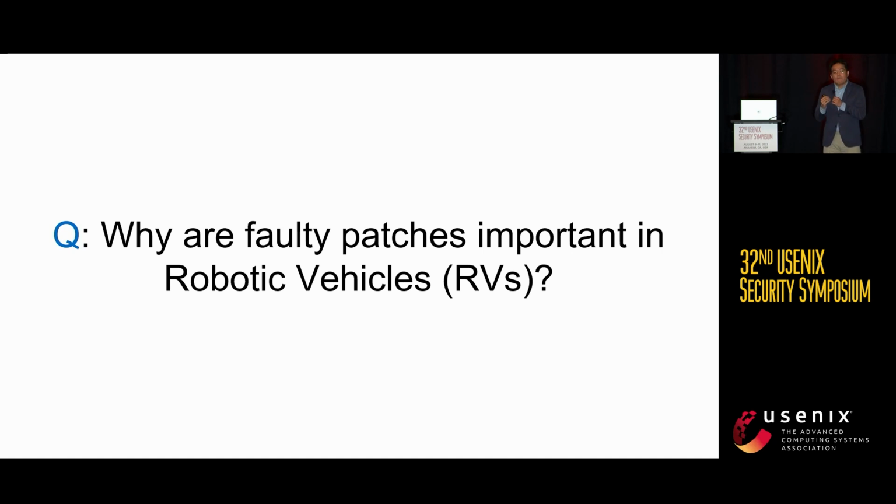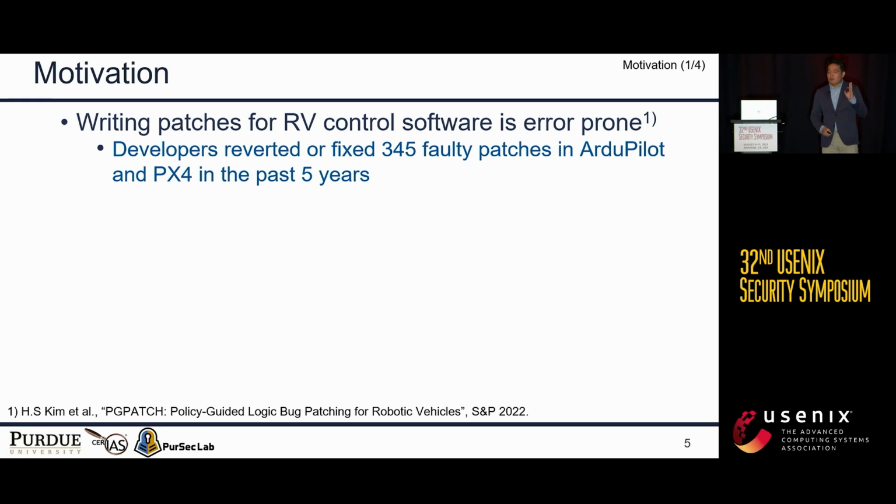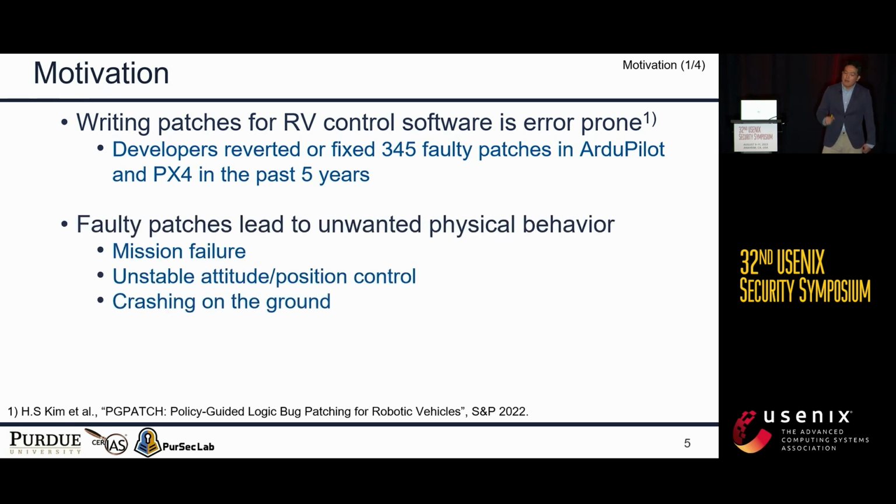Okay, then why are faulty patches important in robotic vehicles? There are two reasons. First, creating correct patches for RV control software is error-prone. In fact, while doing previous research, we discovered that developers created more than 300 faulty patches in the past 5 years, which means that faulty patches are a common issue. Second, faulty patches cause unwanted physical behavior such as mission failure, unstable position control, and even a physical crash on the ground.